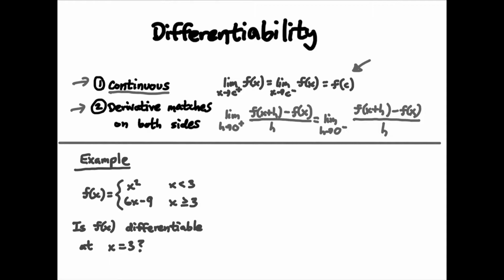And then also the derivative has to match on both sides. I kind of have the equation right here for that. Now, it is really important to understand that it has to be continuous at that point. It's not just that the derivative has to match on both sides, because sometimes you can get a false positive for that. So you have to make sure that you actually test the continuity first before making sure the derivative matches on both sides. I'm going to show you an example to illustrate this point a little bit.